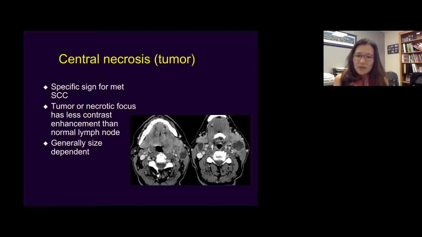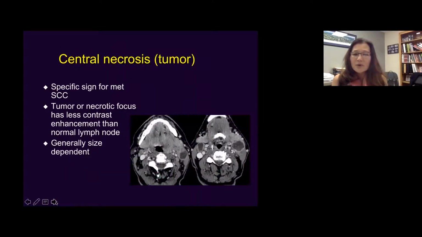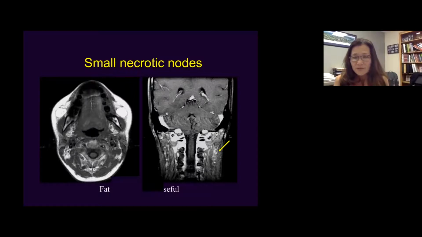When you see it in a patient with squamous cell carcinoma, you'd be pretty confident that is what you're dealing with. Okay, even in small lymph nodes, like this small sub-centimeter lymph node, you may be able to see this central necrosis. So if you're doing MRI, you have to do fat suppression for head and neck cancer.